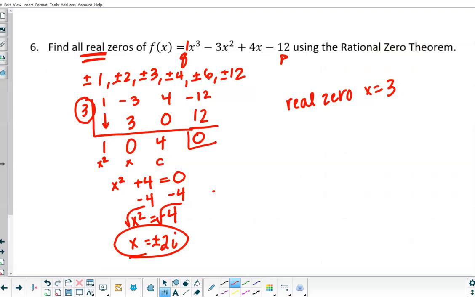Okay, so the whole idea here is that we're using the rational zero theorem to find one of the zeros, and then find the other ones once it's a quadratic, using any of your methods: square root method, quadratic formula, completing the square. Once you find the other 2, just make sure you look and see what it's asking for, whether it's asking for all of the zeros or all of the real zeros. And you should be good to go.